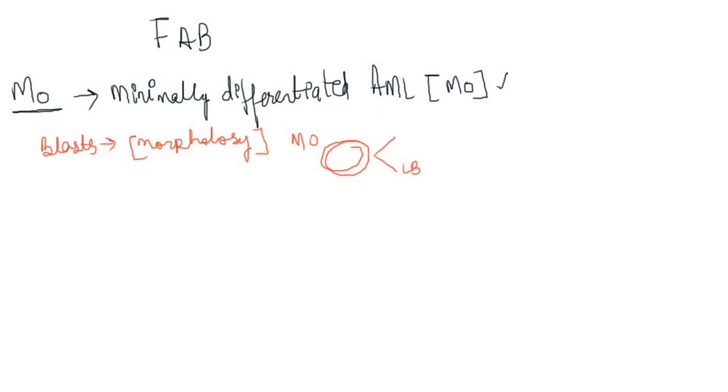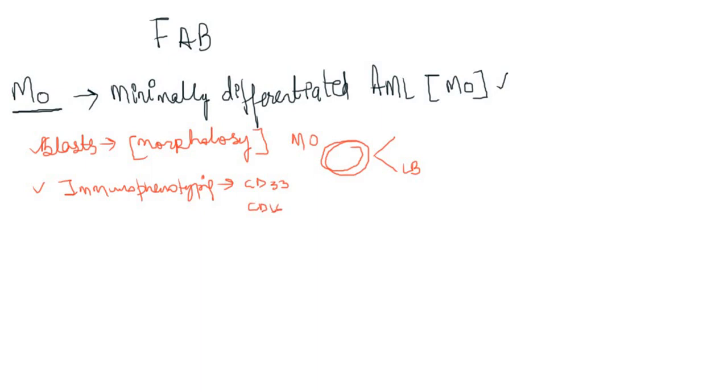That's why it is called minimally differentiated AML. We diagnose this M0 subtype via immunophenotyping, in which we look for the surface markers of myeloid stem cells like CD33 and CD16.